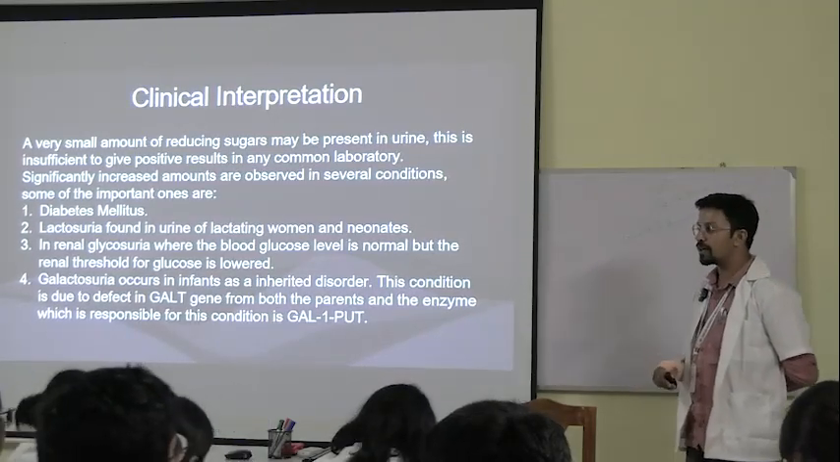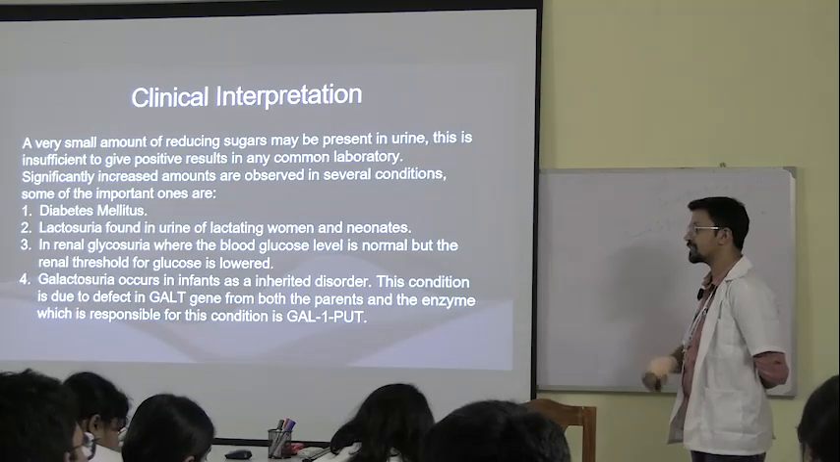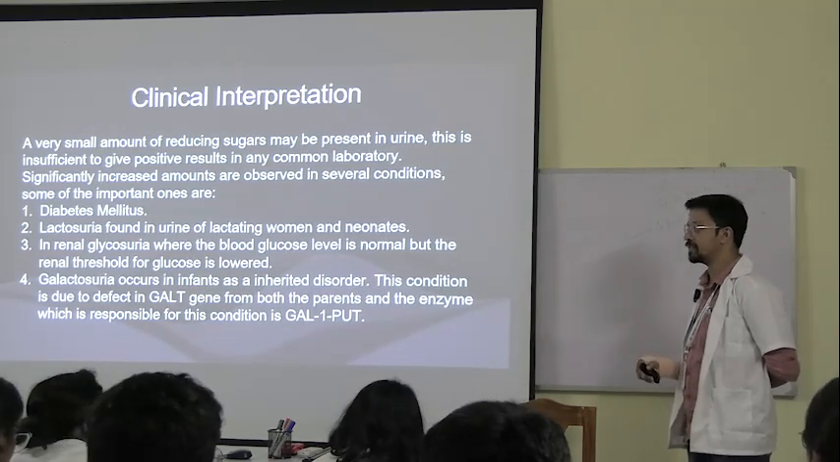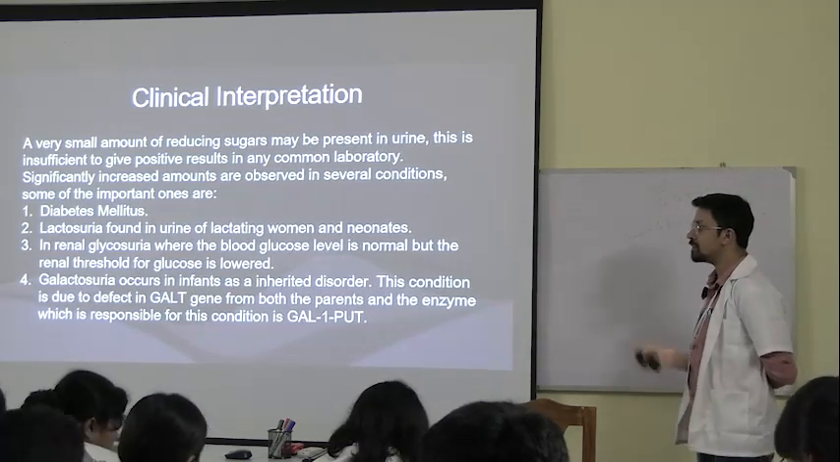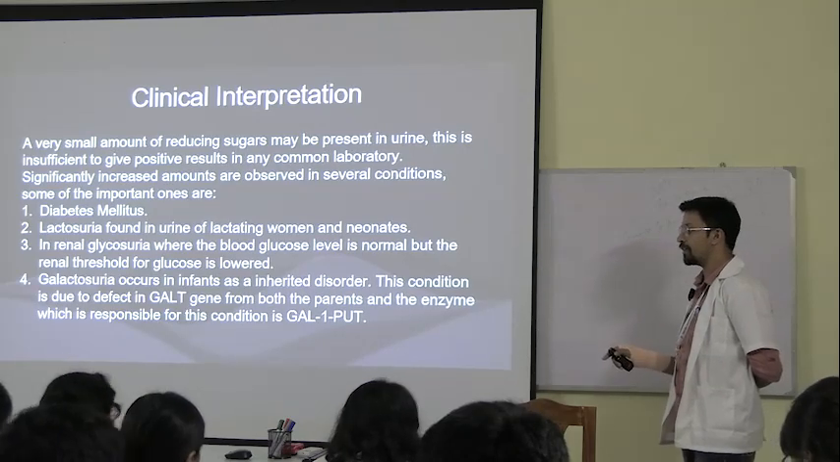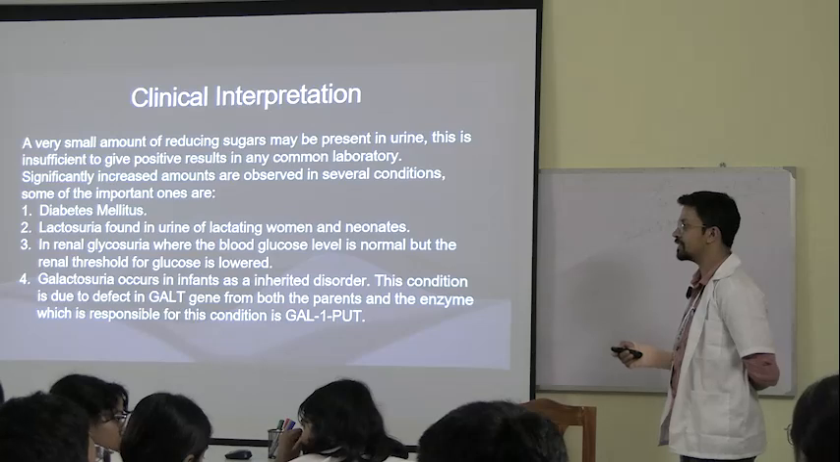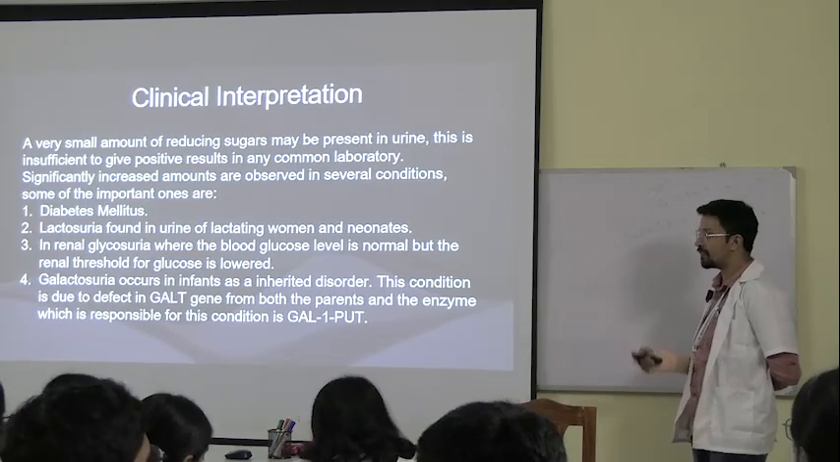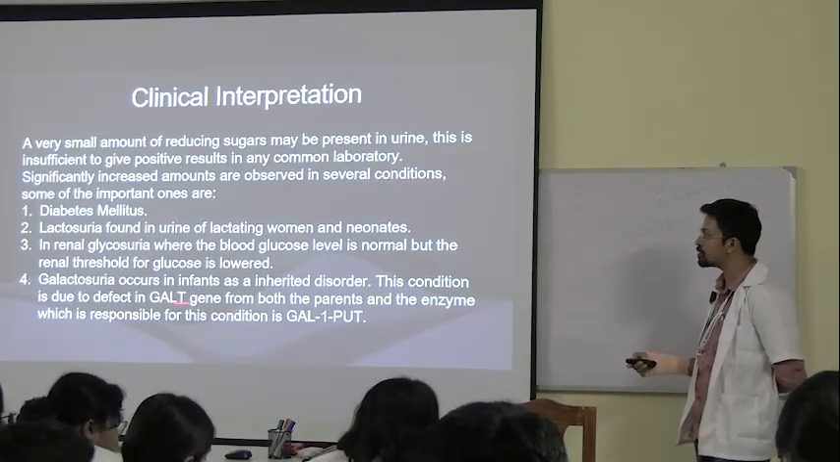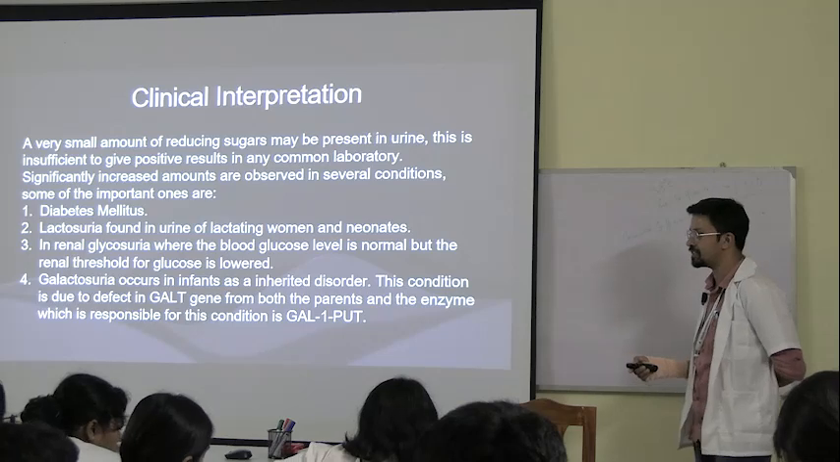There are some conditions where only one gene is defective and the patient can get the disease. That is a dominant disease. And recessive disease is where both the genes have to be defective, then only the patient will get it. So it's an inherited disorder but a recessive disease. That's why both the parents, father and mother, should have a defective GALT gene.